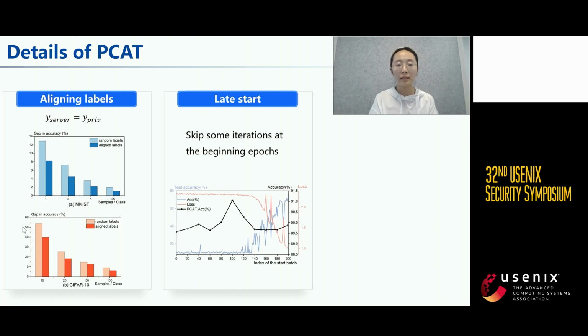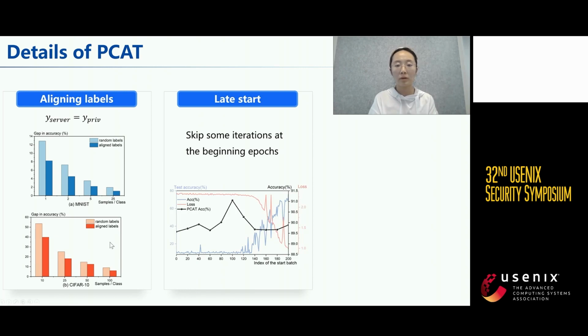First, aligning label is crucial. In each iteration, the server aligns the labels of the training samples for both the pseudo-client and the victim client. This process helps reduce the gap between the pseudo-client and the victim client.